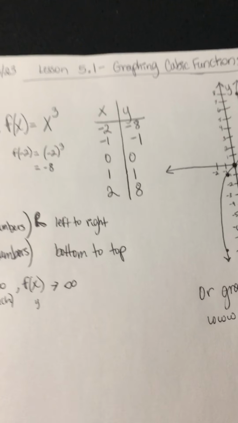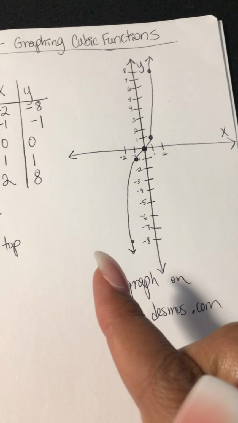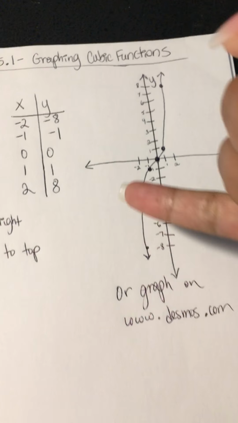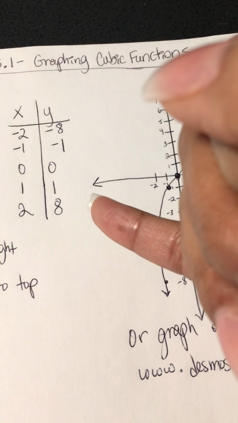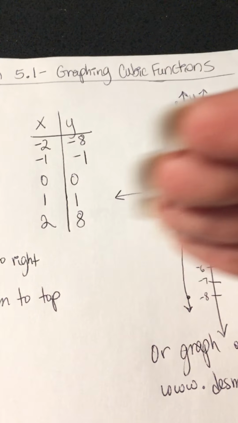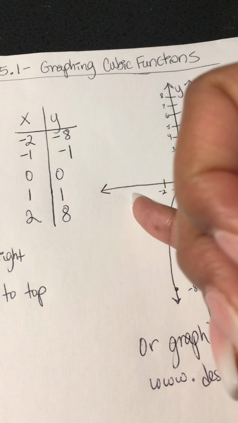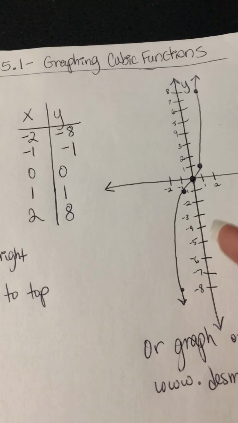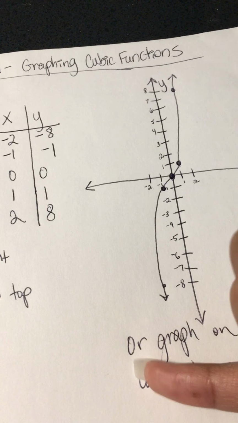the y values on the left side are going to continue going down as my x values also go down. So when I'm going to the left, the x values are getting lower and lower: -3, -4, -5, -6. Well, as my x values are moving lower and lower, the y values are also decreasing and getting lower and lower.